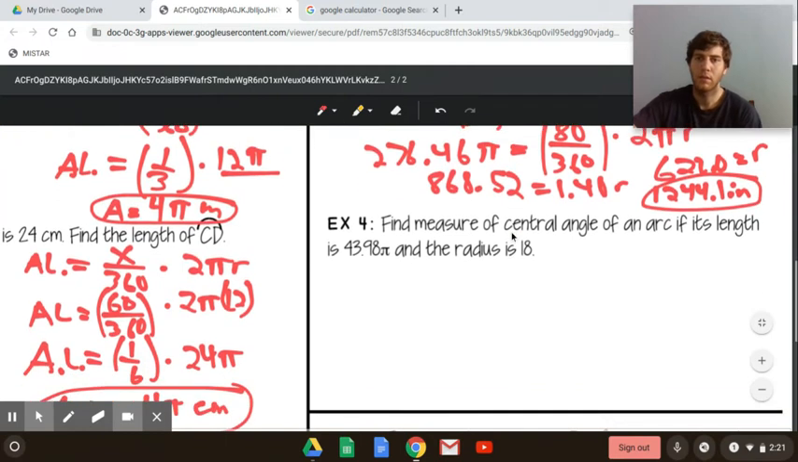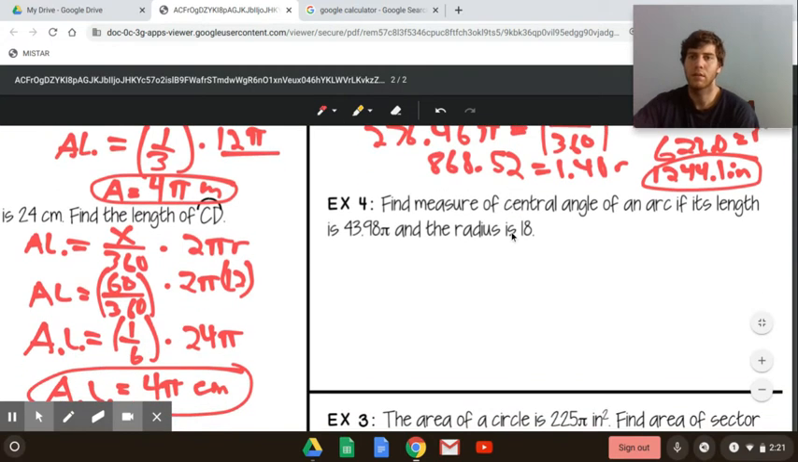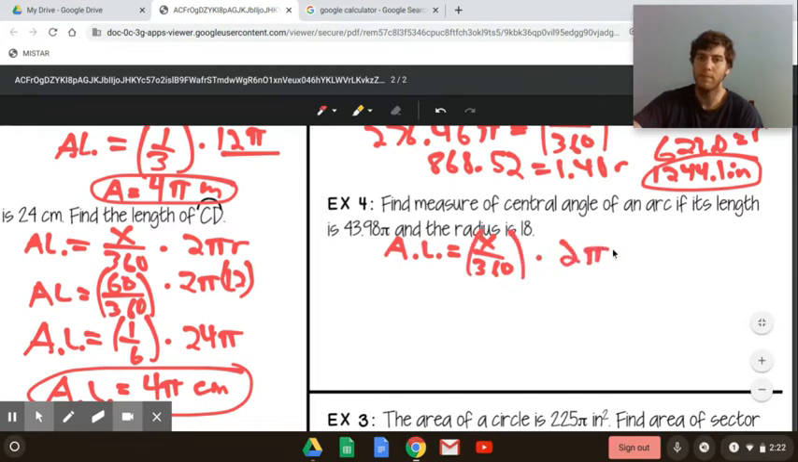Okay, find the measure of a central angle if its arc length is 43.98 pi and its radius is 18. So again, we're using the same formula, right? Arc length equals the portion of the circle, so x over 360 times the circumference, which is 2 pi r. They're giving us the arc length and the radius, so our only variable left would be the central angle, which is the x.